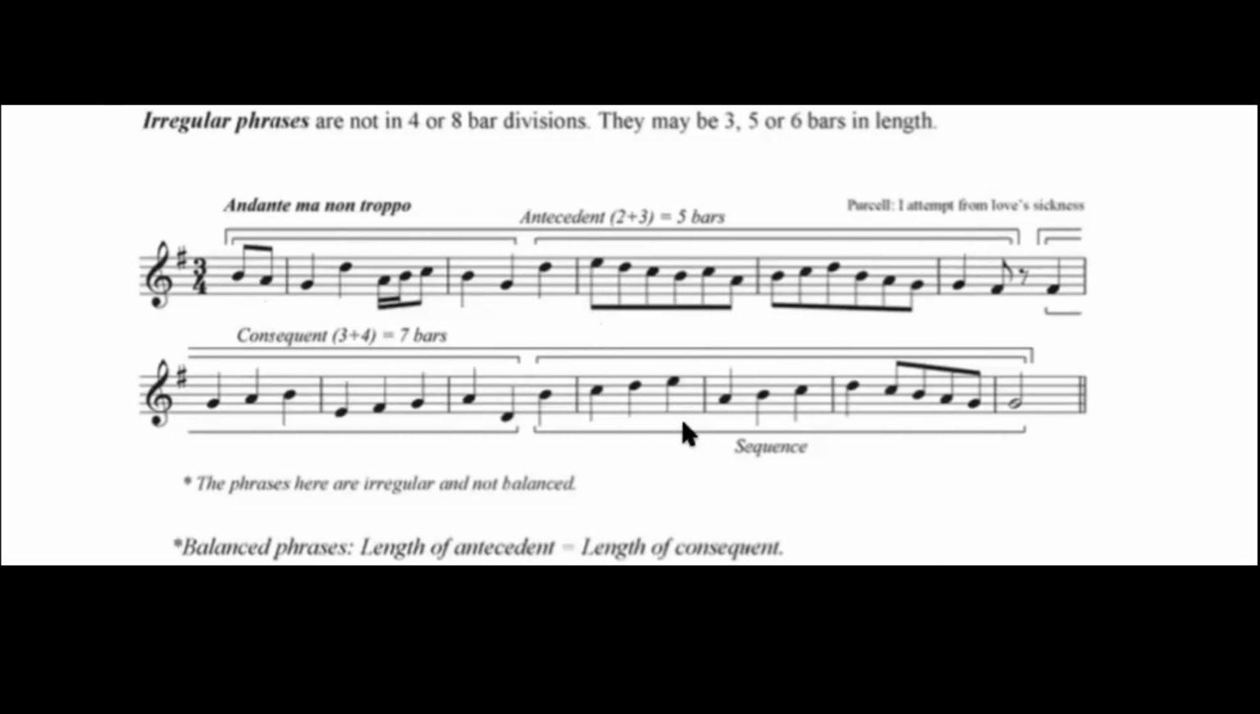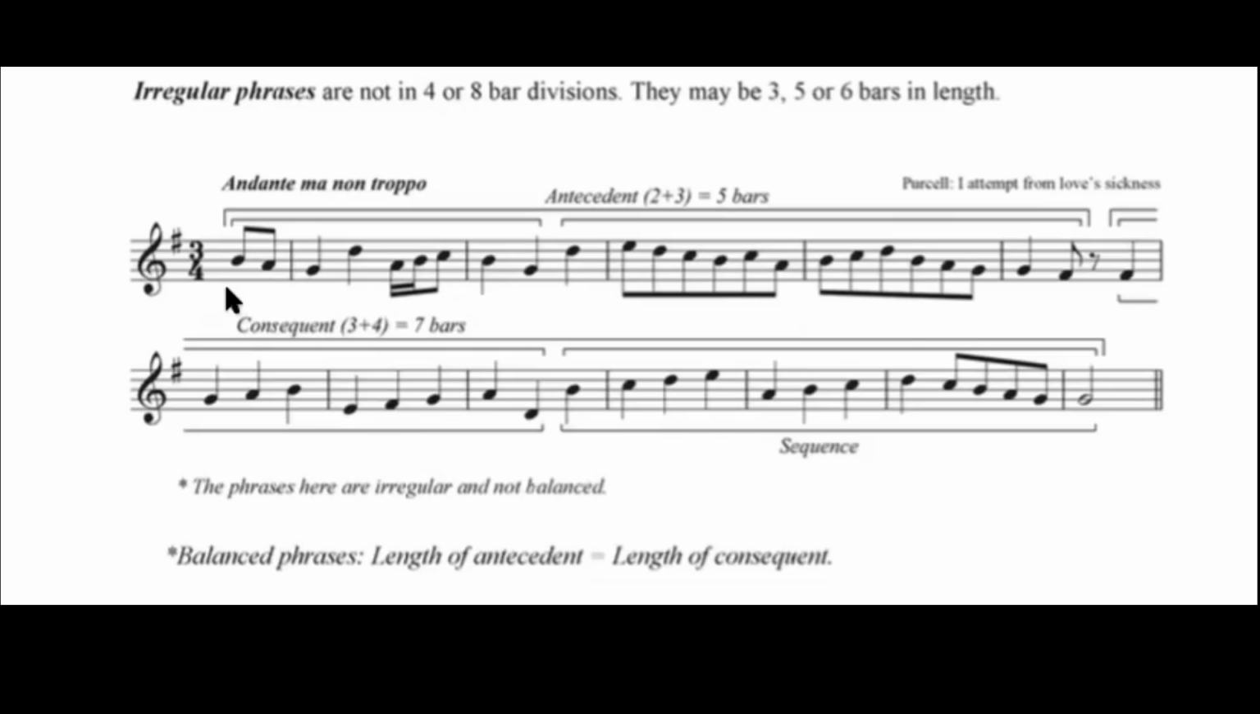Not all phrases are regular. In the next example, we can look at the use of irregular phrasing. In the example by Purcell, it consists of an antecedent phrase of 2 plus 3 bars and a consequent phrase of 3 plus 4 bars. When phrases are of irregular lengths, they are no longer 2, 4, or 8 bars long. Here it goes. The consequent phrase.